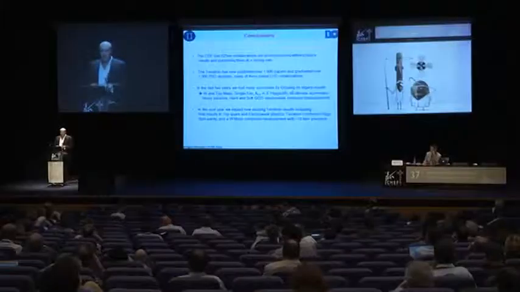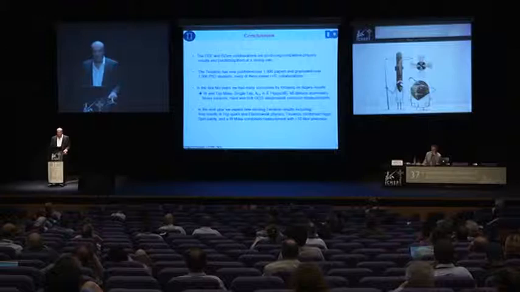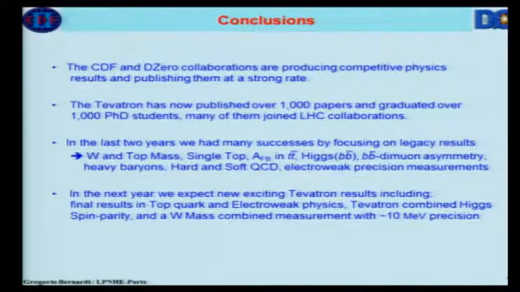I didn't talk about heavy baryons, although we had very nice results. Hard and soft QCD, I gave you some overview, and electroweak precision measurements are also now coming up as very, very interesting. So in the next year, we expect new exciting Tevatron results: the final results in top quark and electroweak physics, the Tevatron combined Higgs spin parity, and the combined W mass measurements with about 10 MeV precision. Thank you.